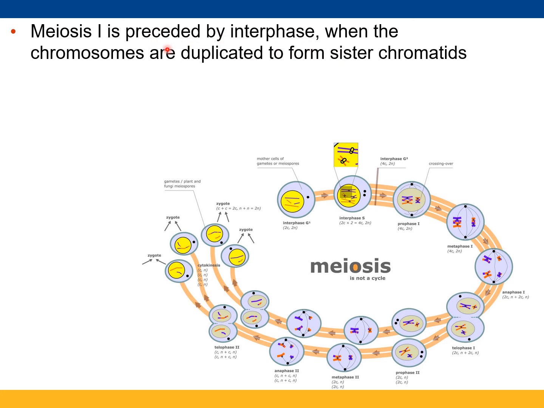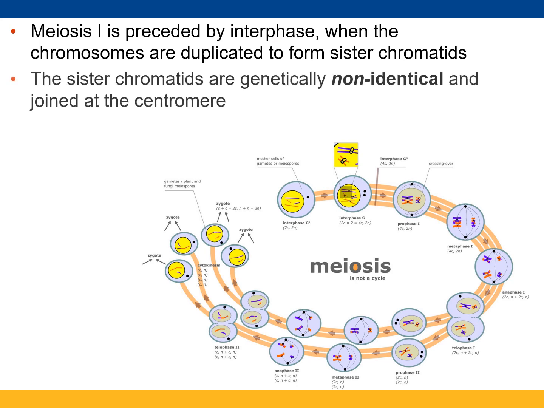So in meiosis I, we have the G1, S, G2 phase. Again, G1 is the stimulation and preparing for DNA replication. S is the synthesis part of DNA synthesis. We're duplicating the chromosomes. And then in G2, we're preparing for meiosis. Now, when we start meiosis, the sister chromatids begin as genetically identical, but by the time we get to metaphase, those chromosomes will be genetically non-identical.